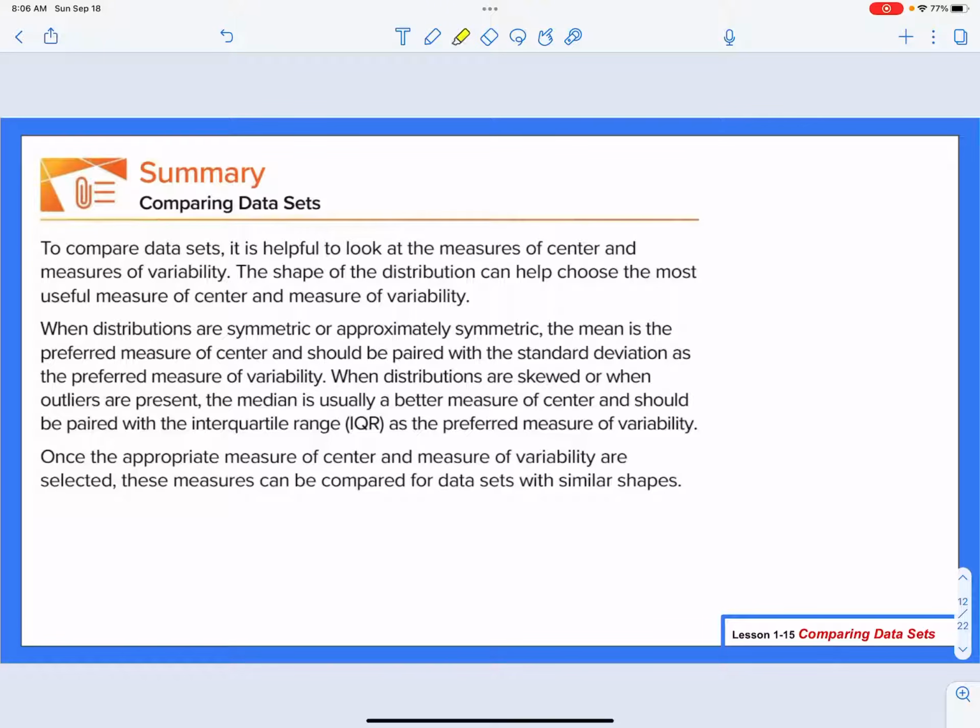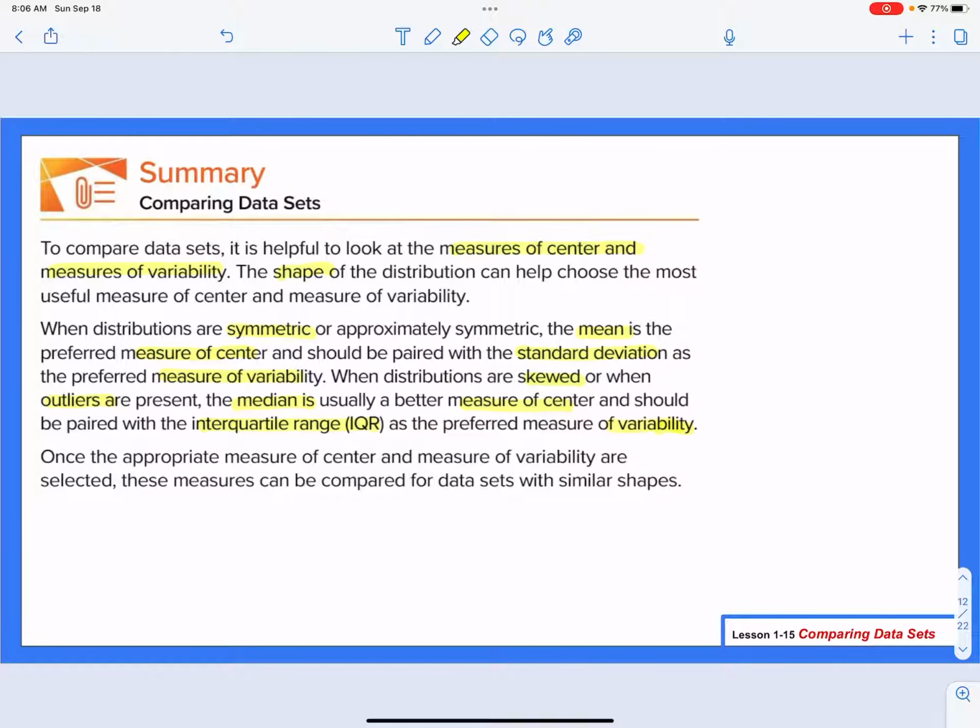So in summary, to compare data sets, it's helpful to look at the measures of center and the measures of variability. The shape of the distribution can help choose the most useful measure of center and variability. When distributions are symmetric or approximately symmetric, the mean is the preferred measure of center and should be paired with the standard deviation as the preferred measure of variability. When things are skewed or when there are outliers, we want to use the median for the measure of center, paired with the interquartile range as the measure of variability.